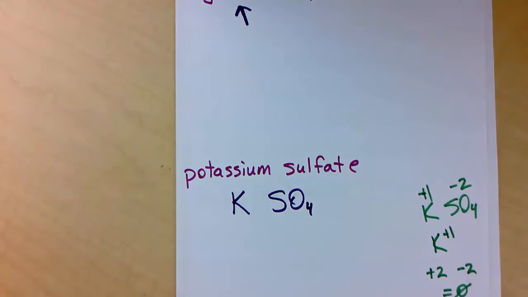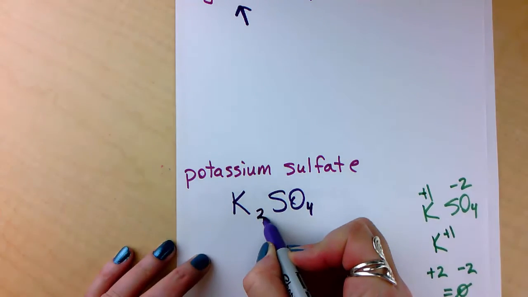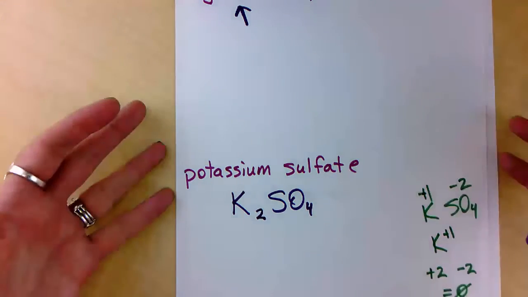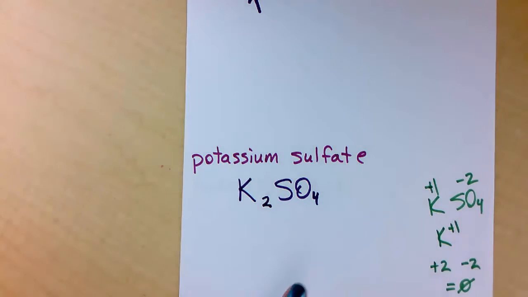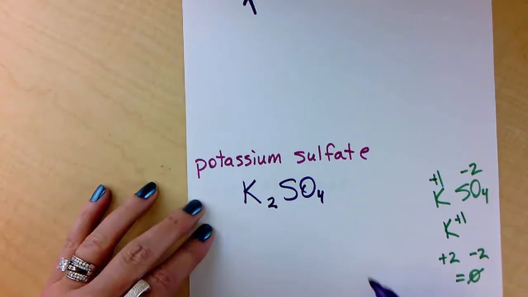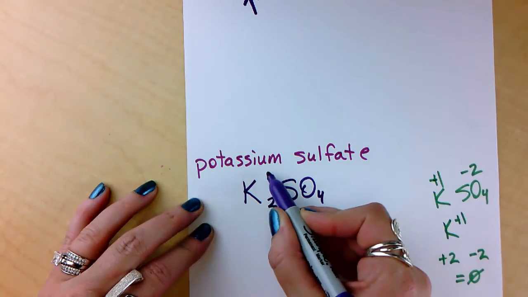So the formula is K2SO4. I need 2 K's to go with sulfate based on the charges. Potassium sulfate's formula is K2SO4. Notice I didn't put the charge here or here.